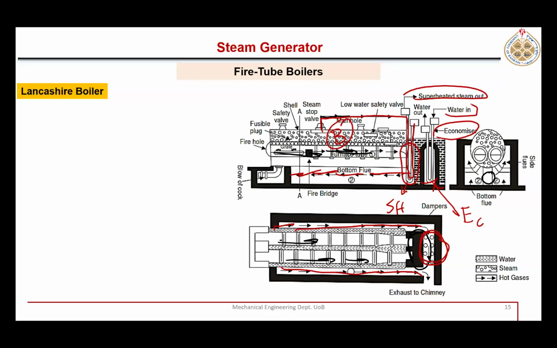So the coldest water is entering into the economizer. This water will go into that vessel. That connection is not shown here, and then it will become saturated and then superheated. Right.